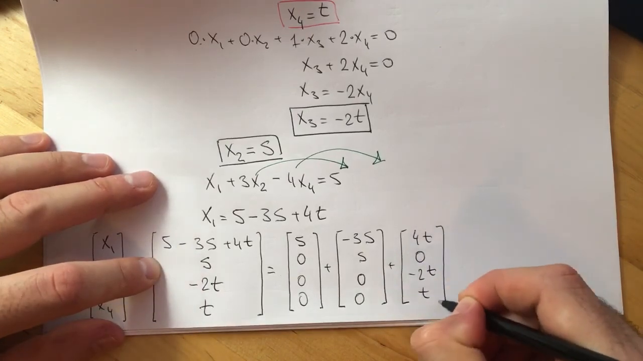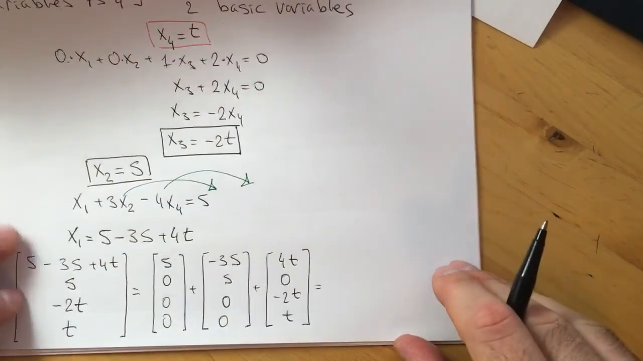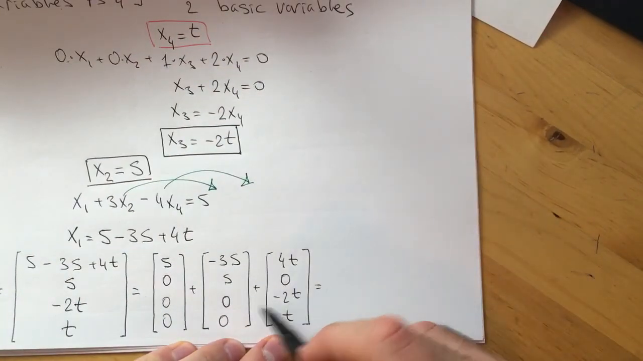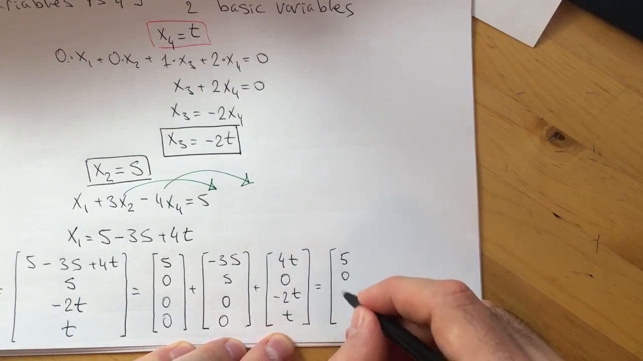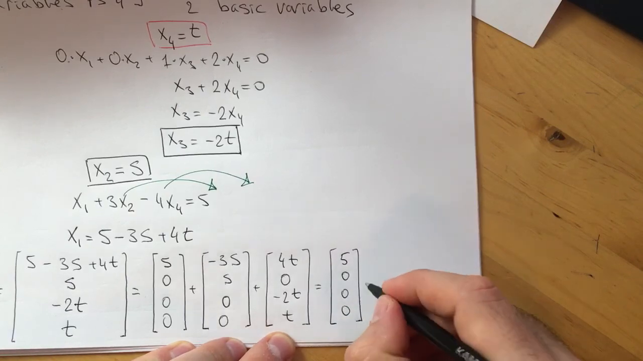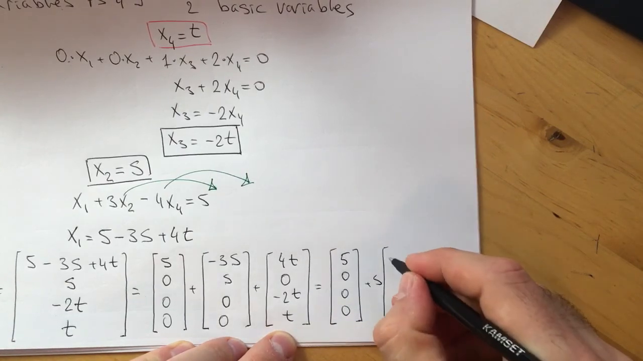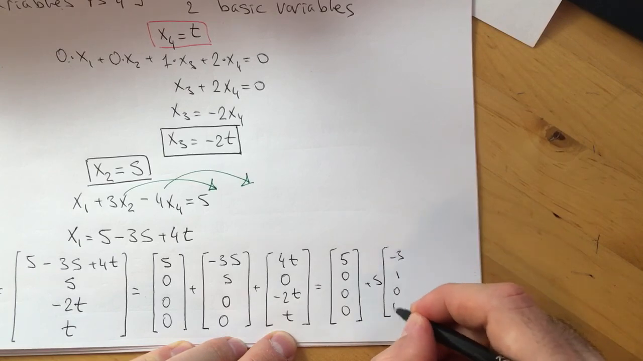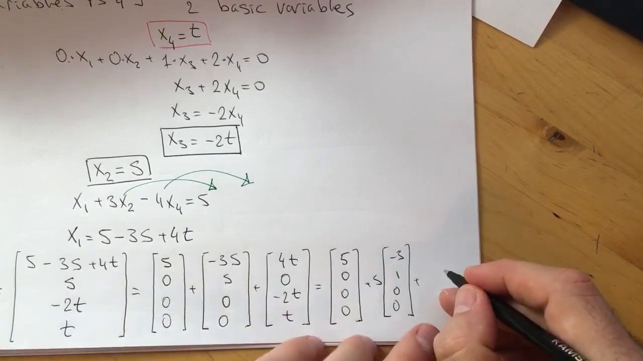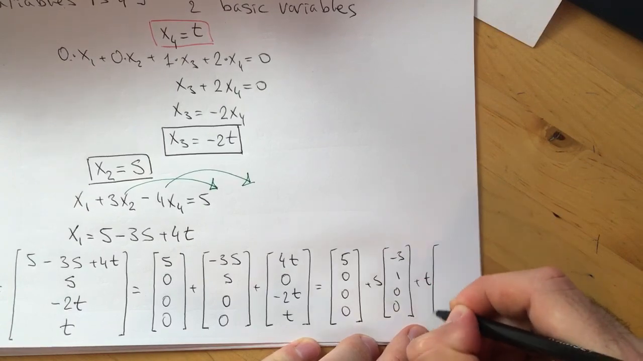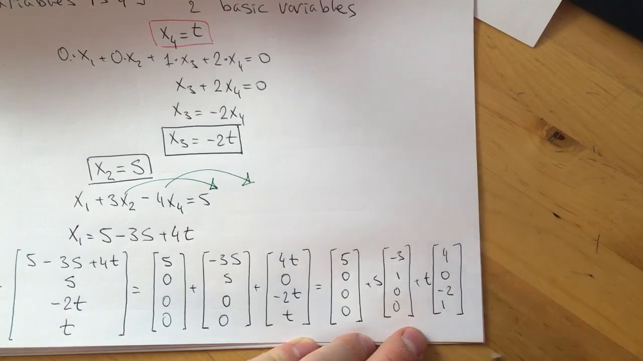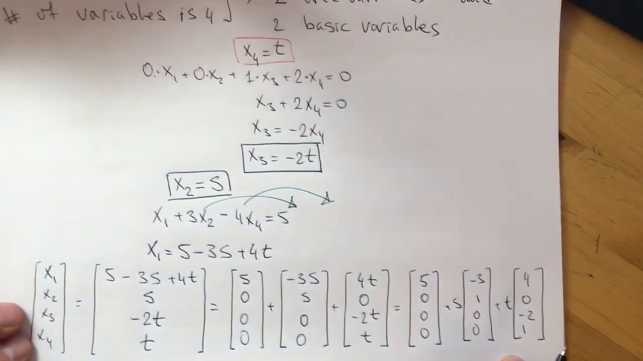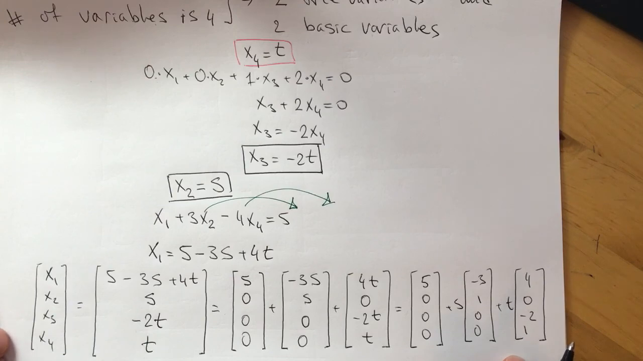Finally, how do you write the final answer? You just factor out the free variables from these two columns. So that's 5, 0, 0, 0, plus s times negative 3, 1, 0, 0, plus t times 4, 0, negative 2, 1. And this is the solution of the given system of linear equations in 4 variables.